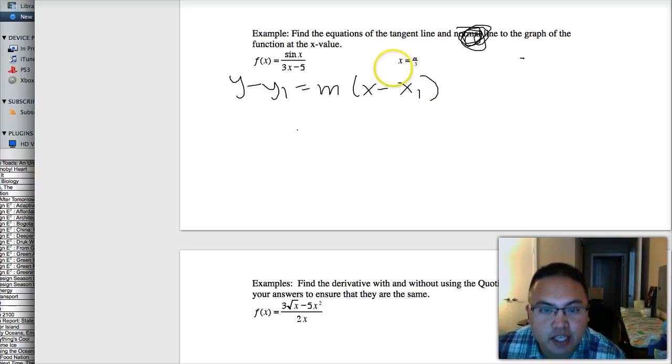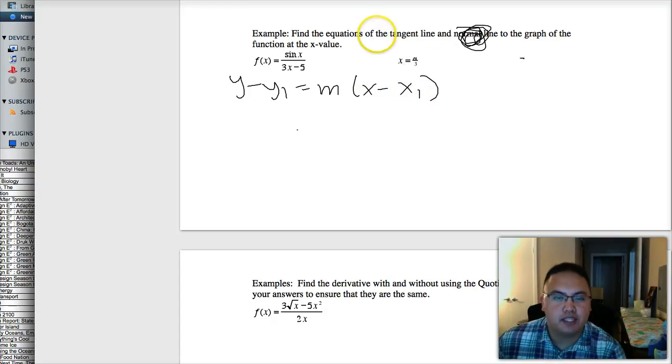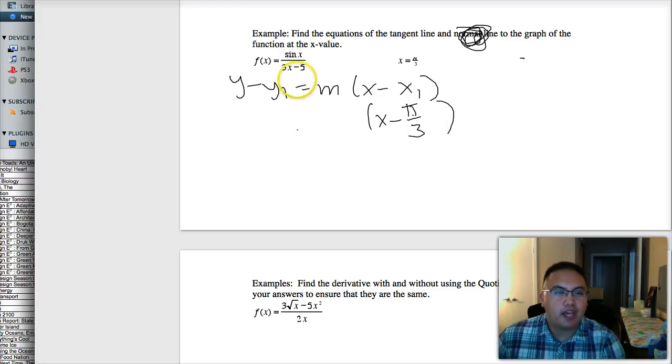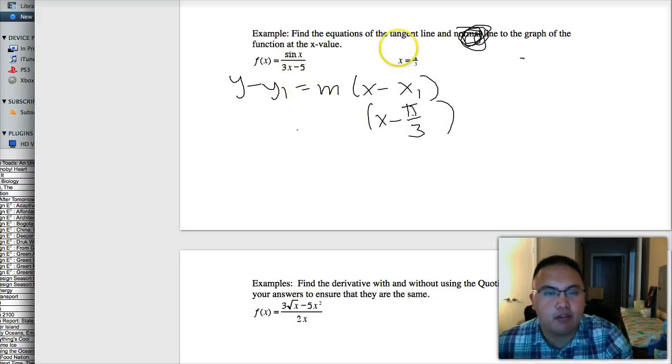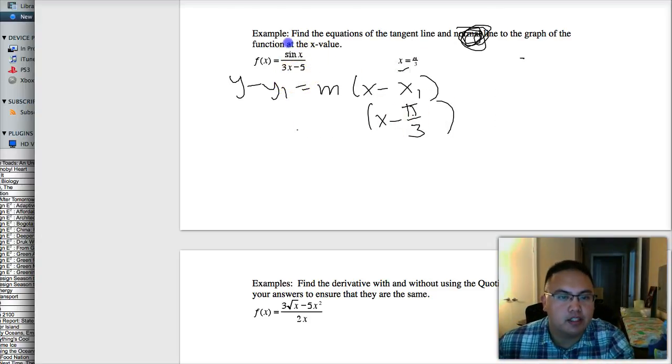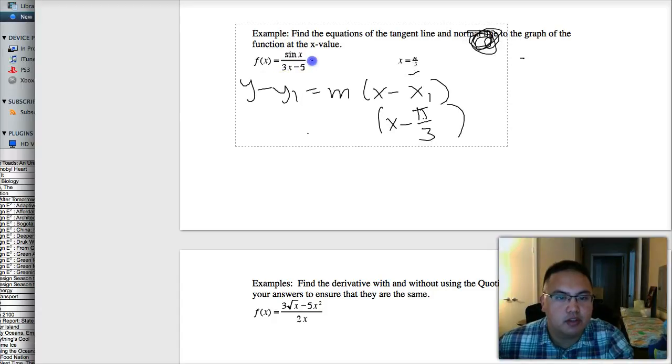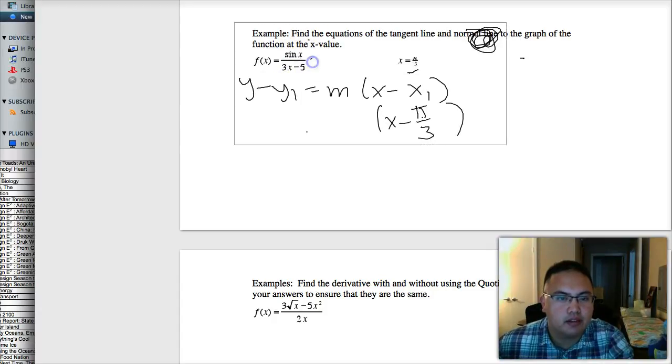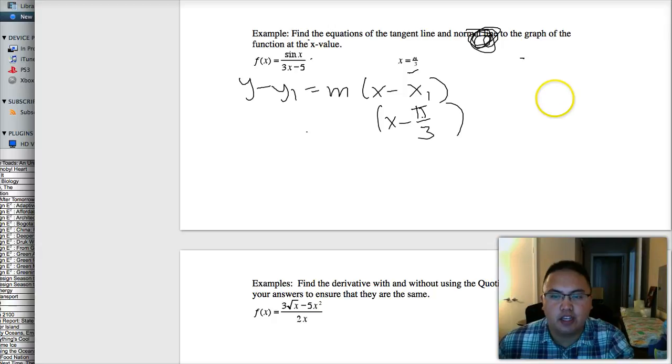They gave us one of the pieces, x equals pi over 3. So I'll fill in pi over 3 there. To find y, all I have to do is plug in pi over 3 back into this function. Oops. All I gotta do is plug it back here. Okay. So I'll do a little side calculation.